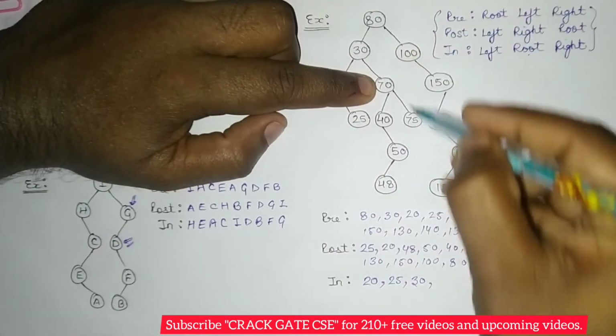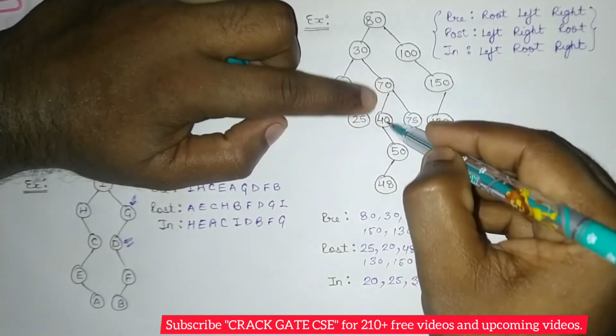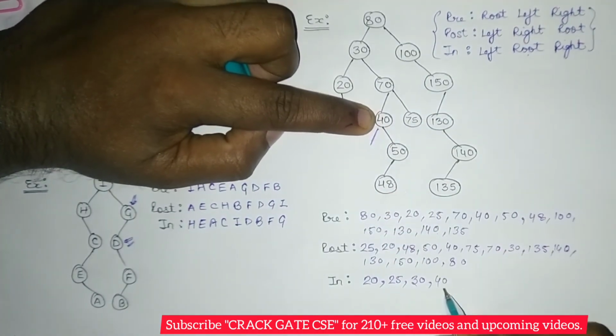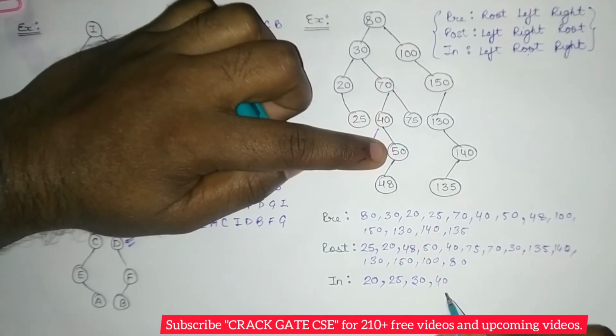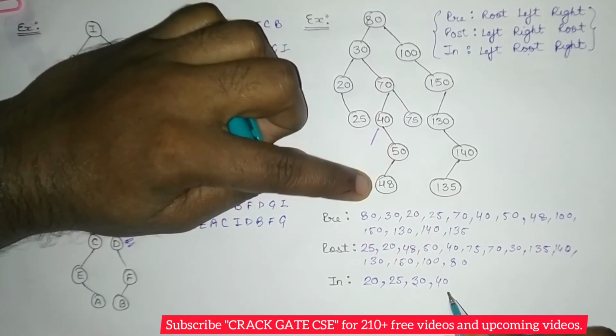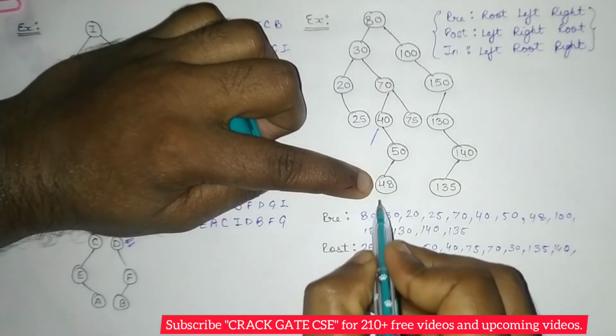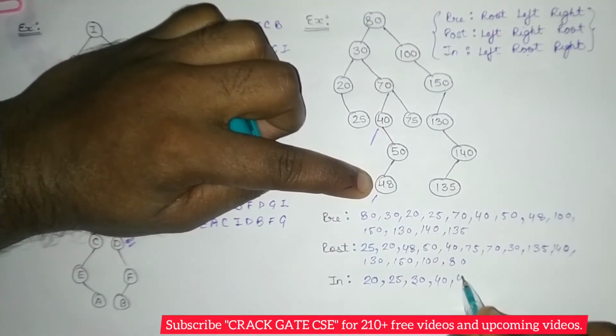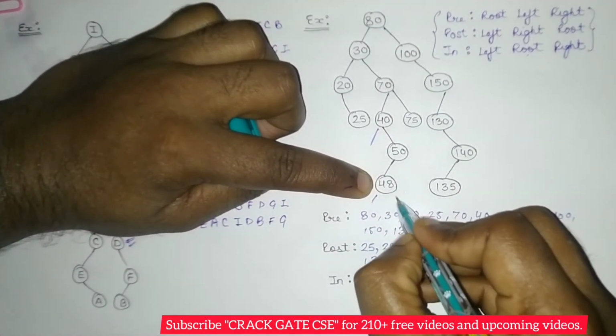After moving on to the right, again check left, root, right. Left exists, yes, 40. Here no left, that means print 40. After printing root, move on to the right. Again check left. Yes, left exists, so move on to 48. Again there is no left, so print root, 48. After that check right. There is no right.